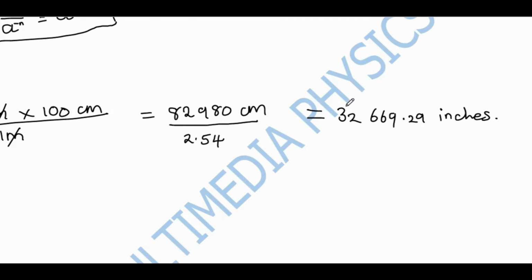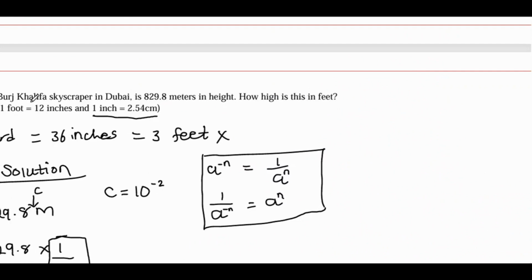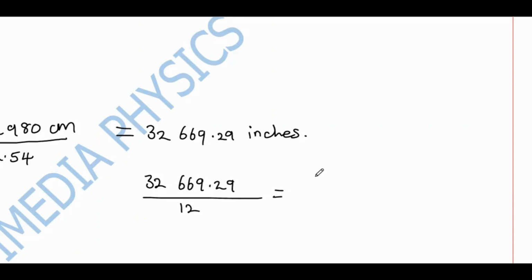Now, 12 inches make 1 foot, as you can see from the conversion factor given here. Now we have 32,669.29 inches. We need to convert them into feet by dividing by 12. So we have 32,669.29 divided by 12, which is 2,722.44 feet.